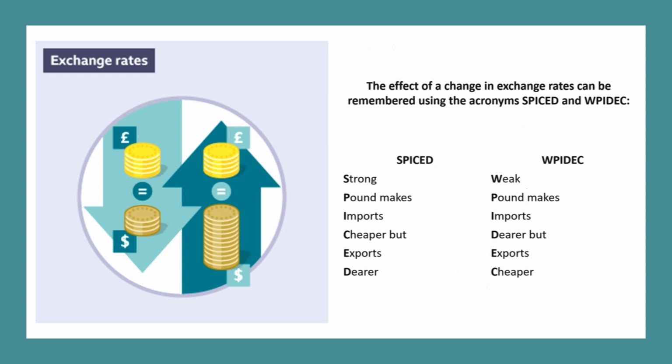The effect of a change in exchange rates can be remembered using the acronyms SPICED and WPIDIC. SPICED means strong pound makes imports cheaper but exports dearer, whereas WPIDIC means weak pound makes imports dearer but exports cheaper. And this is a very easy way to remember this relationship for exchange rates.